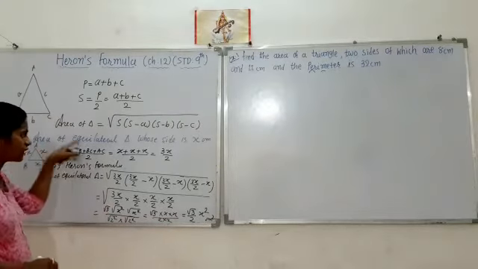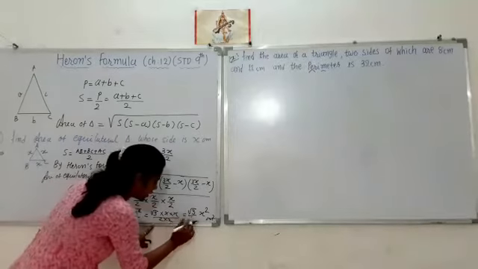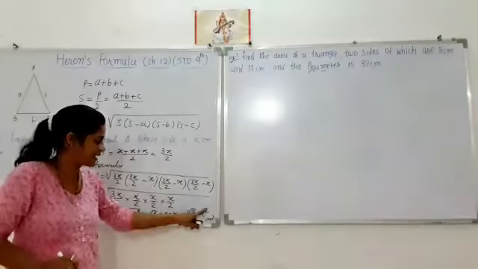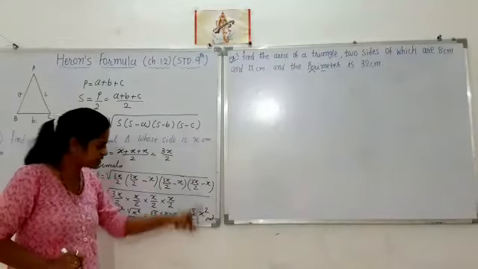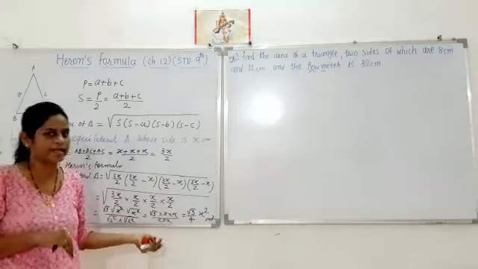So the area of an equilateral triangle is equal to root 3 by 4. Sorry, here 2 into 2 is 4. Root 3 by 4 side square. If the side's measurement is x, you write here x square. If the side's measurement is a, you write here a square.